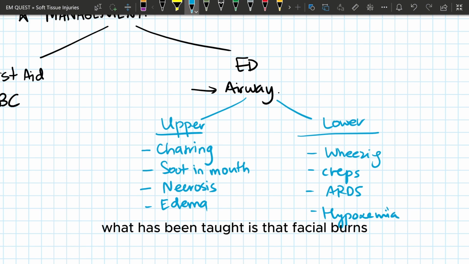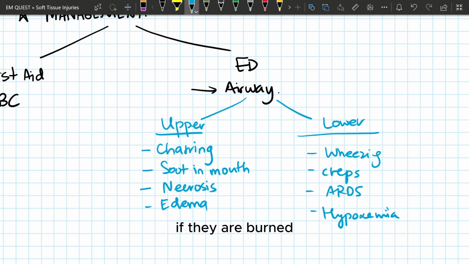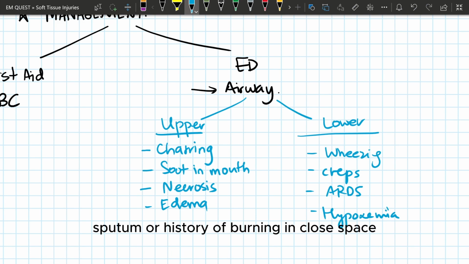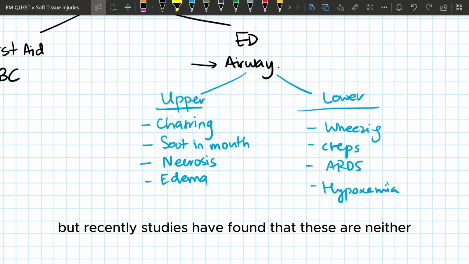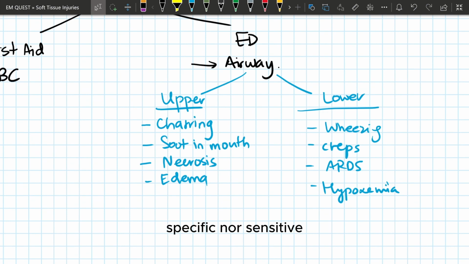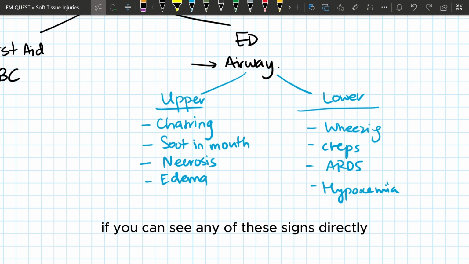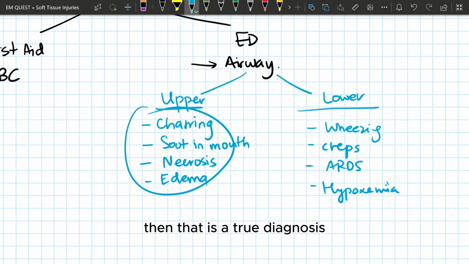Classically, what has been taught is that facial burns, any nasal hair if they are burned, carbonaceous sputum or history of burn in enclosed space, that these are very specific for airway injuries, but recently studies have found that these are neither specific nor sensitive, so it must be used with caution. The true diagnosis of any airway injury is obviously visualization under fibroscopy. If you can see any of these signs directly, then that is a true diagnosis.